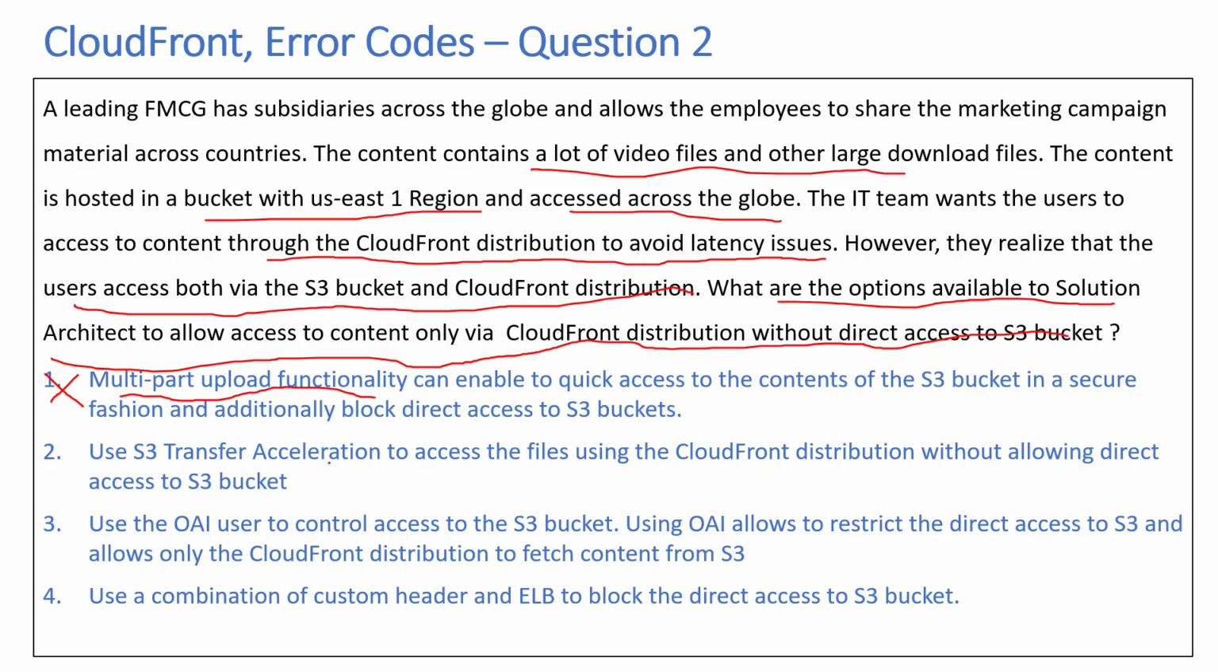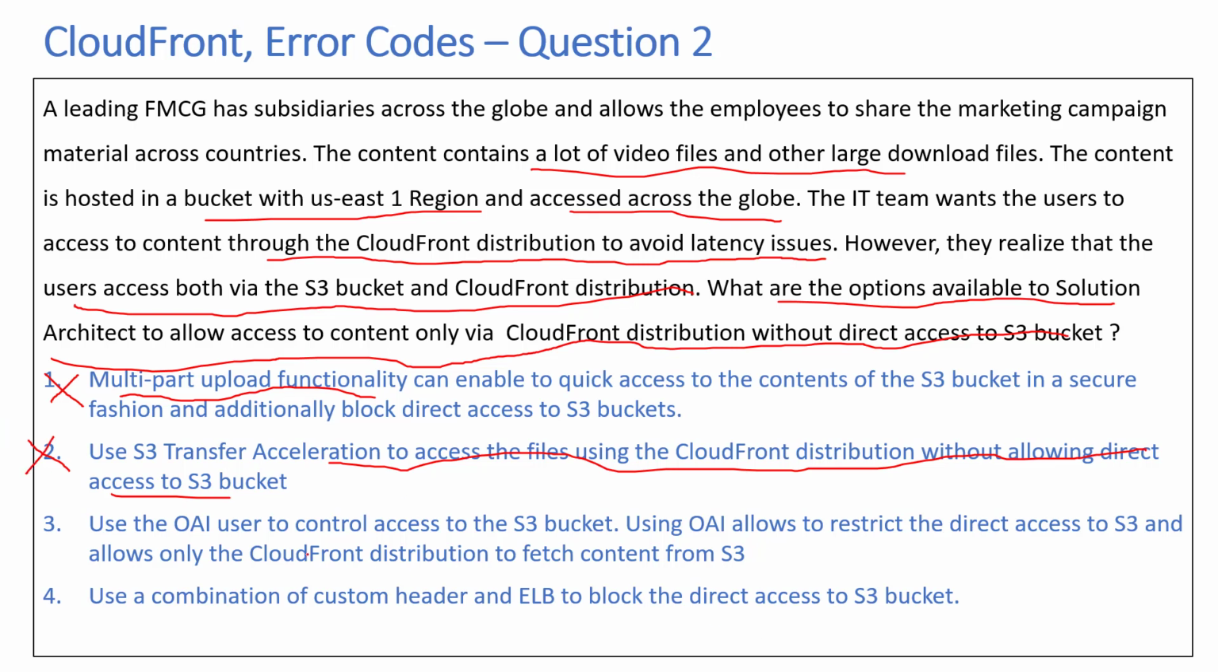Use S3 Transfer Acceleration to access the files using the CloudFront distribution without allowing direct access to S3. Okay, so S3 Transfer Acceleration is again for uploading when you have to upload large files or videos onto an S3 bucket which is in a geographically different location. So it's all to avoid latency while doing the upload. So it does not help with what we are looking to seek here, which is blocking direct access to S3. So this option is also not correct.